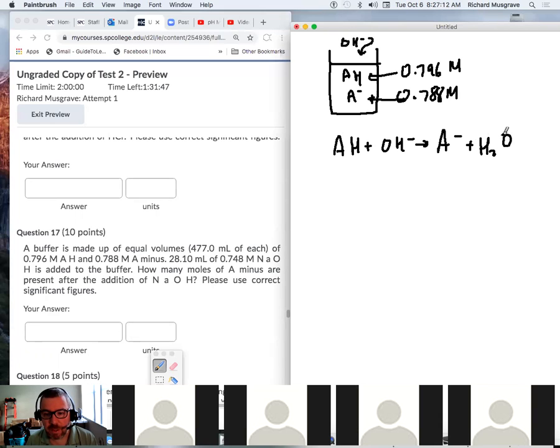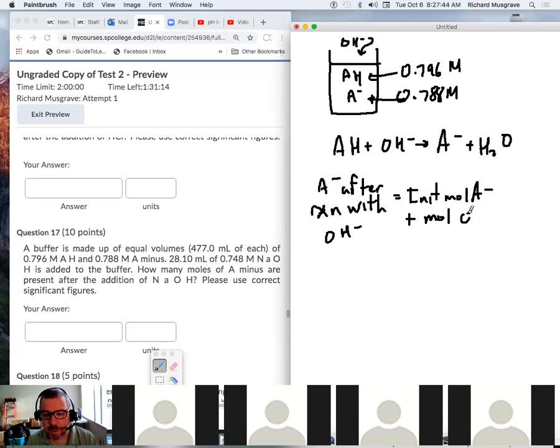So we can see that the A minus is going to go up. And again, it's going to go up by the amount of OH minus that we add. So the A minus after reaction with OH minus will be the initial moles of A minus plus the moles of OH minus added.